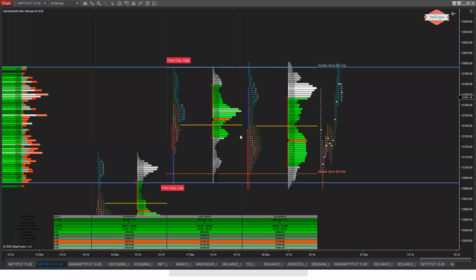But market profile kind of tools will give you a fair idea of how you should think in the markets, how you should think systematically, and how you can convert that into trades. That is what market profile helps you explore.